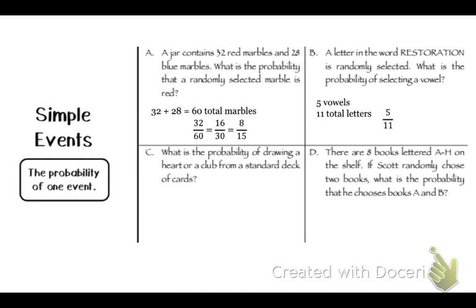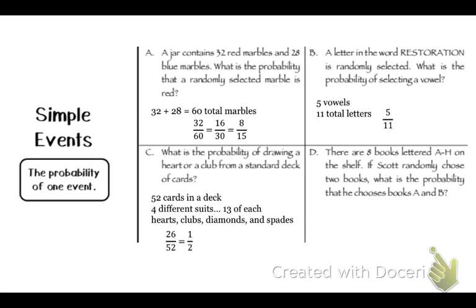Okay. What's the probability of drawing a heart or a club from a standard deck? Well, remember, if you think of a deck, there's 52 cards in a deck, and there's 4 different suits. So there's 13 of each, and there's hearts, clubs, diamonds, and spades. And they go from ace, 2, 3, 4, 5, 6, 7, 8, 9, 10, and then there's jack, queen, and king. So the probability of drawing a heart would be 13 out of 52. Or a club, which is also 13 out of 52. So 13 plus 13 is 26, so it's 26 out of 52, which is 1/2.